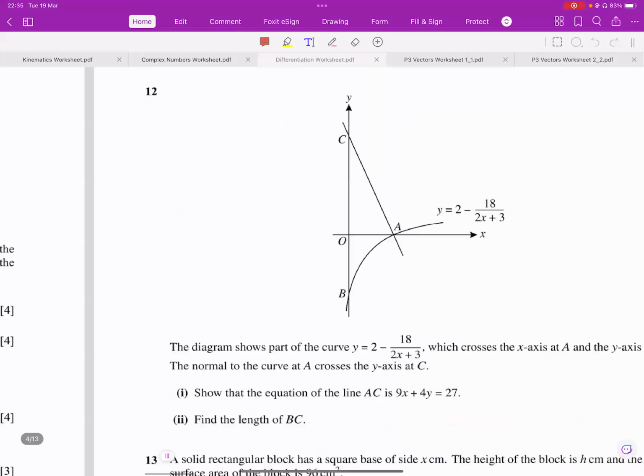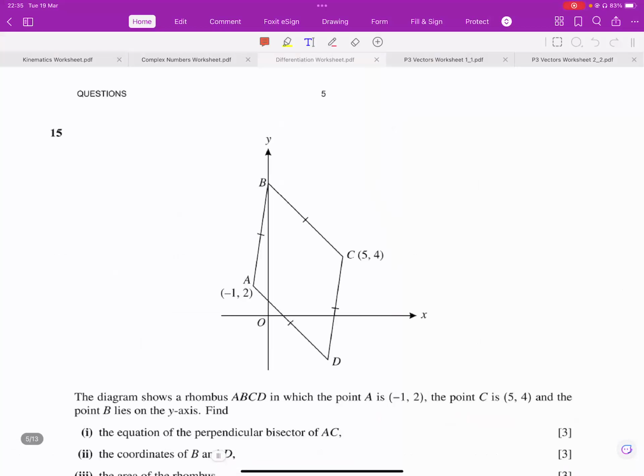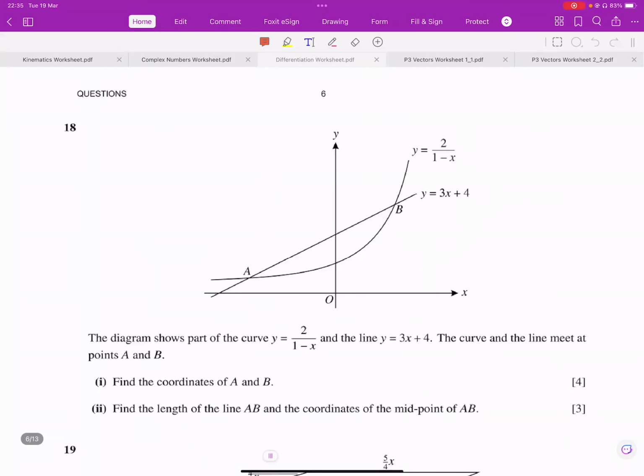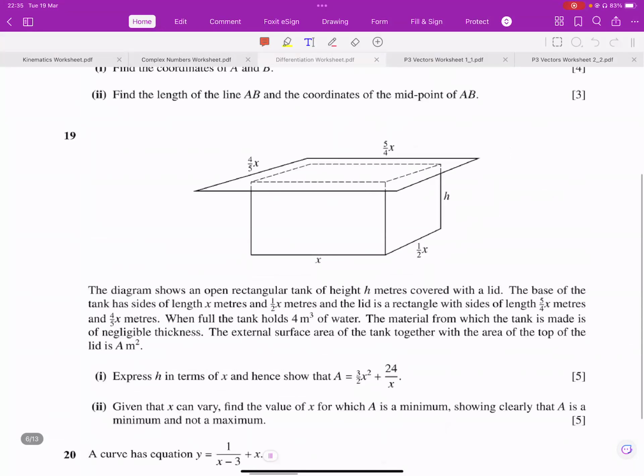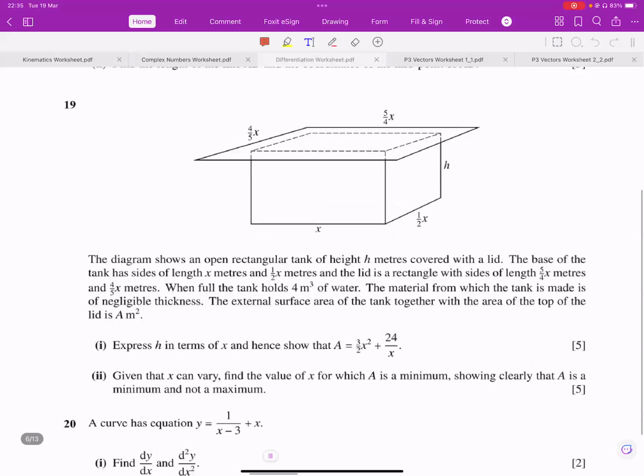But let's have a look at this question for now. Question number 19, we'll get back to that question in a moment. Question number 19. Let's try this.